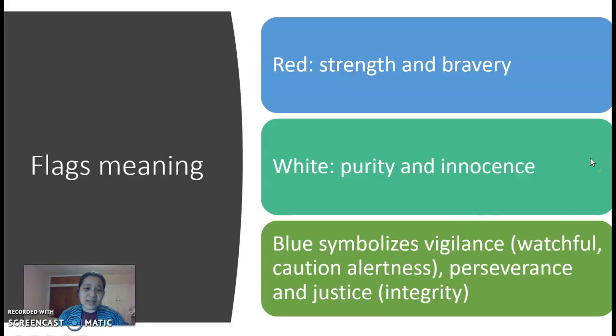So when you look at the flag now, don't just see a flag, but think of what it represents. The 13 stripes stand for the first 13 colonies that represent the United States. They came together to form this country.